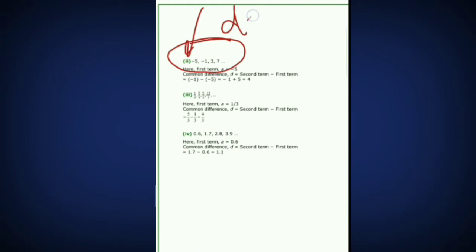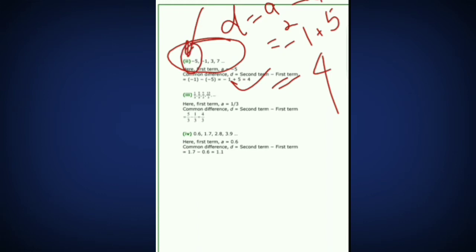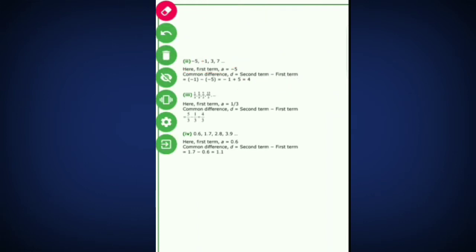When you have to find out the common difference, you will find out second term minus first term. The second term written here is minus 1, minus as it is. The first term is minus 5. This minus and this minus will be plus. Now 5 minus 1, that will be 4. That is why the difference is 4. And the first term is minus 5. Okay, students? Now we will go to the third part.